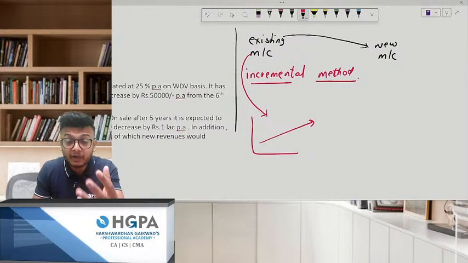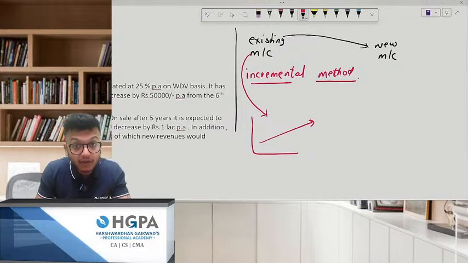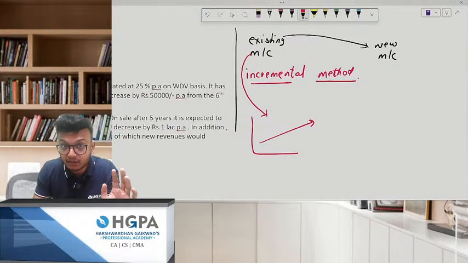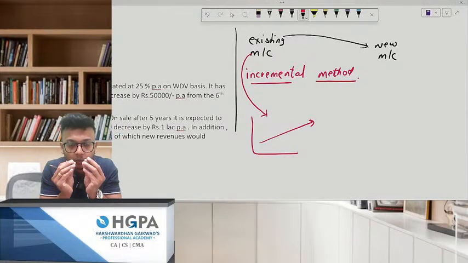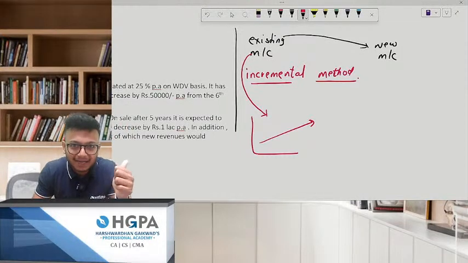Now point number two is this: if you think of buying a new machine, one thing is for very sure, you will sell the old machine.